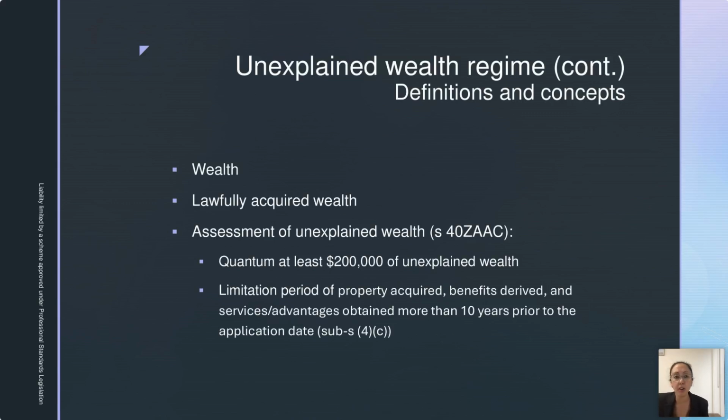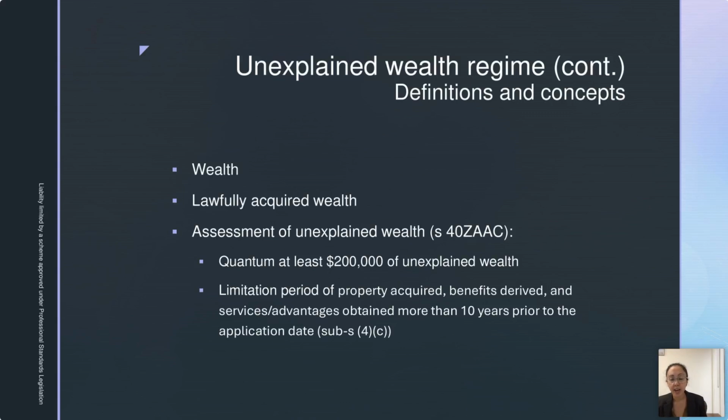So assessment of unexplained wealth is dealt with in that provision, and I encourage you to have a look at those sections. I'm not going to read them out in full. They are very lengthy. But some things to note at this point. There are some limitations placed on these types of orders by way of needs to be at least $200,000 of unexplained wealth, and the OPP can really only go back 10 years prior to the application for this kind of unexplained wealth regime.